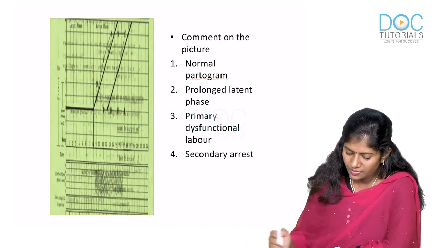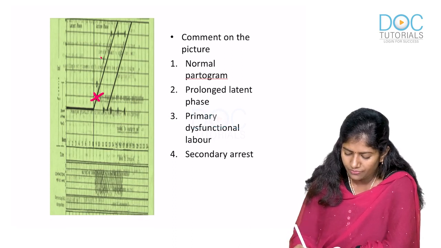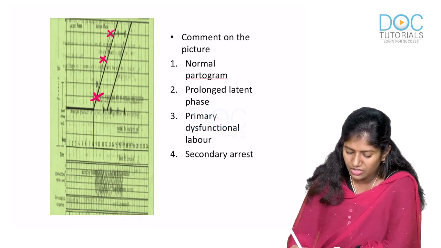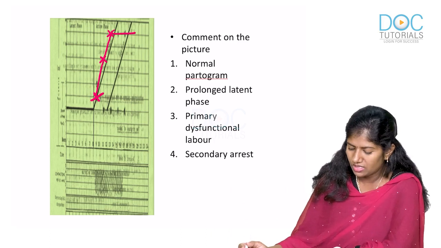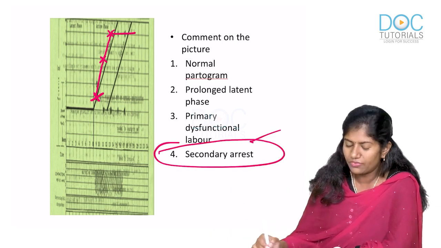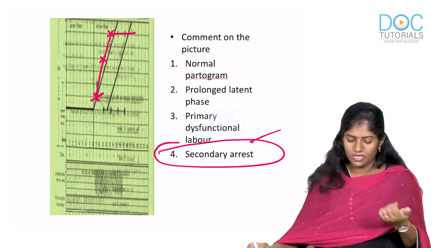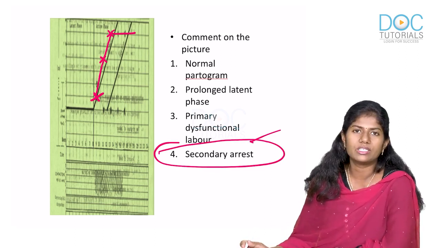Okay. See this picture. The first alphabet X is here. The next one is here. The next one is here. So, initially it's like this and then it moves to the right. Okay. What is this? This is secondary arrest of cervical dilatation.